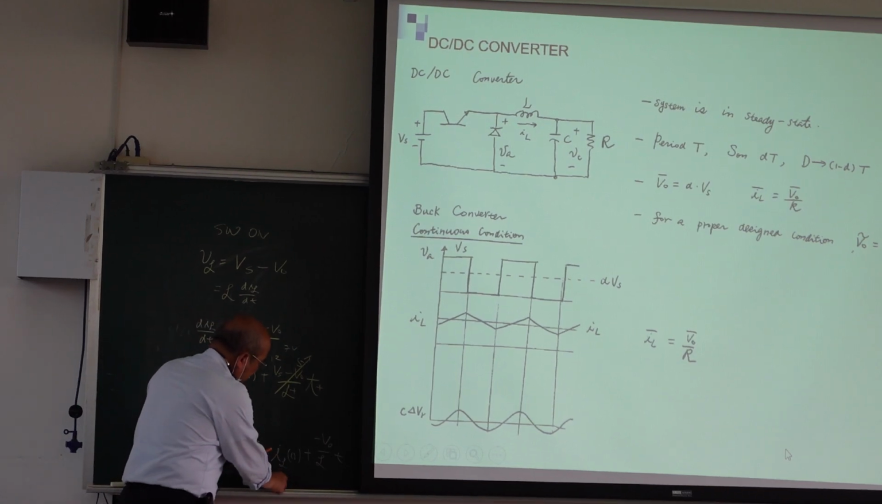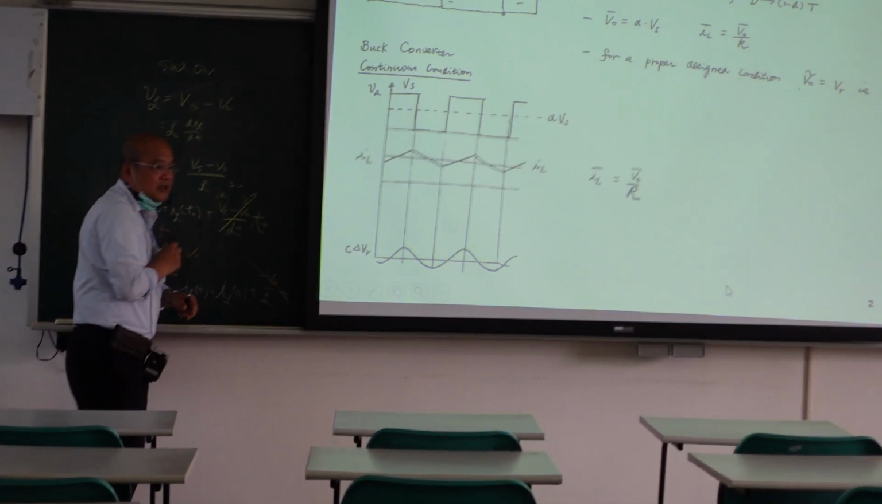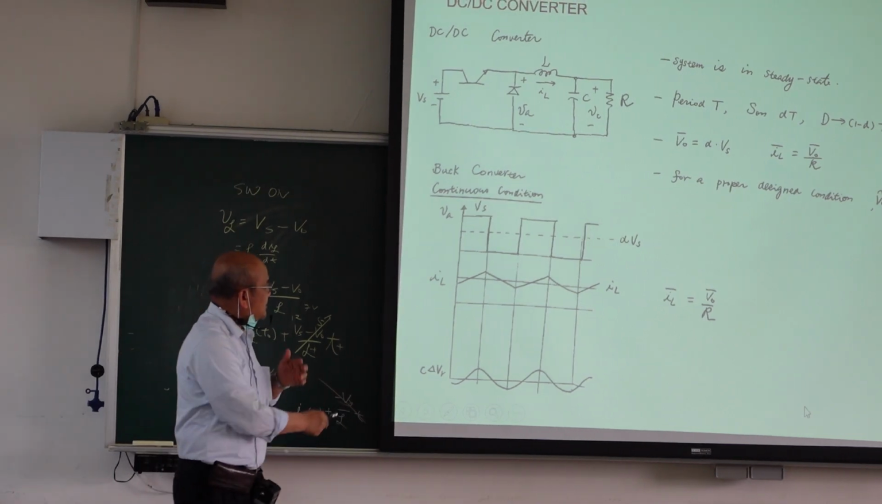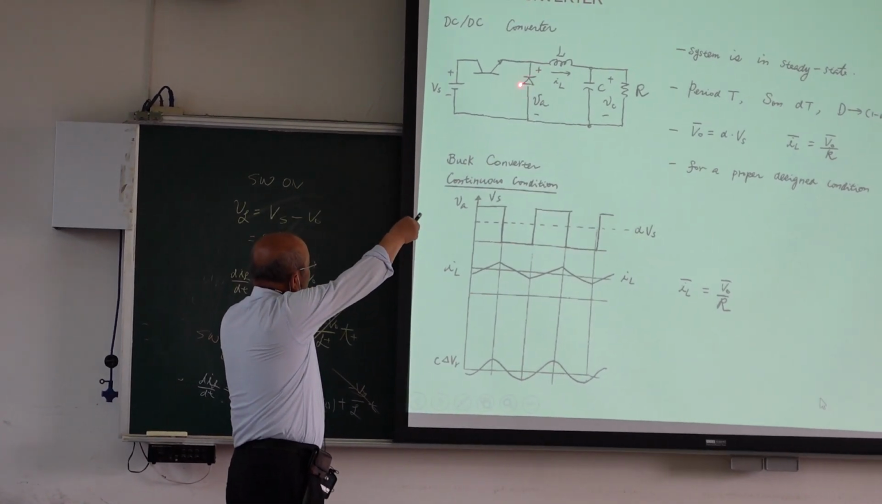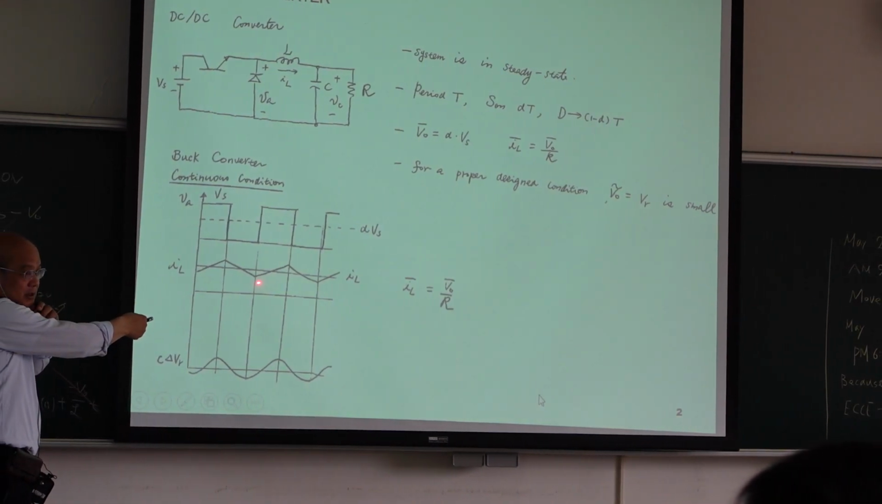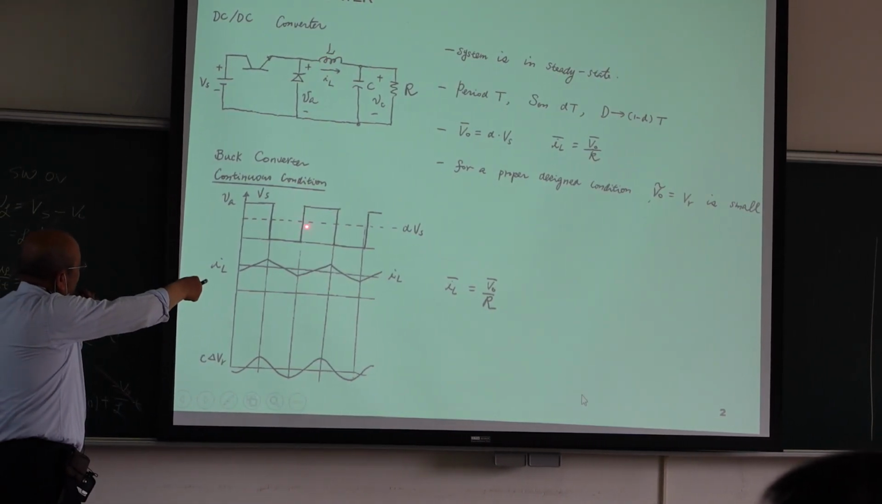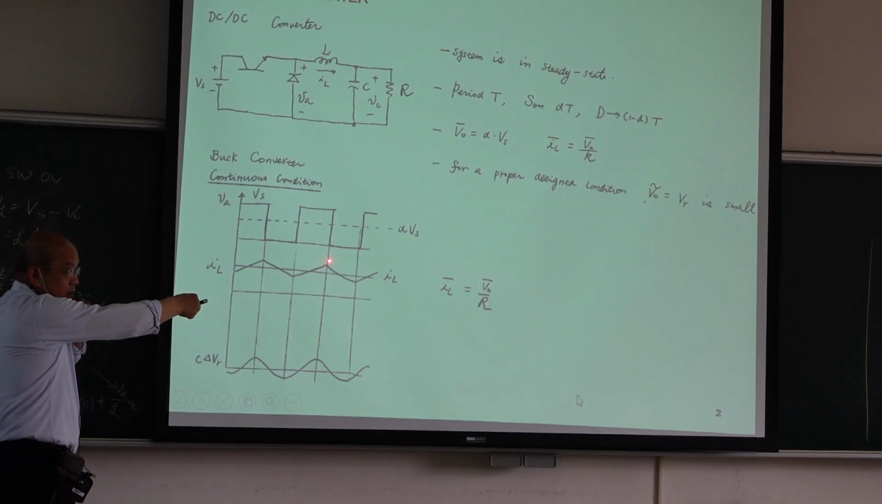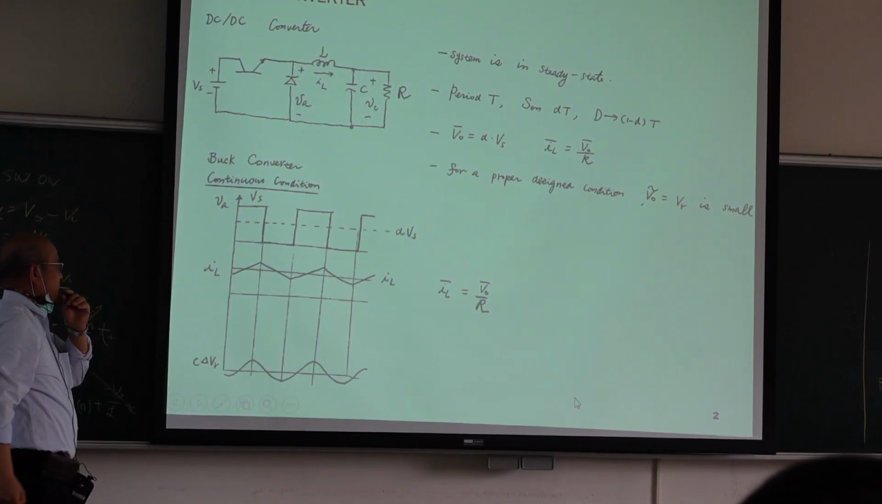So how about this time? This time should be decrease, right? So you can see if the Schottky diode turns on, then decrease. If the MOSFET is on, increase, decrease, increase, increase.